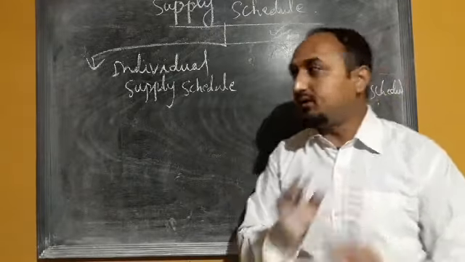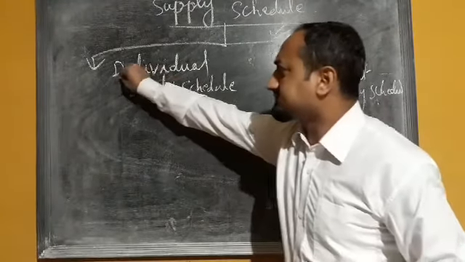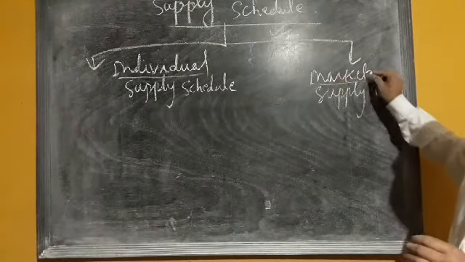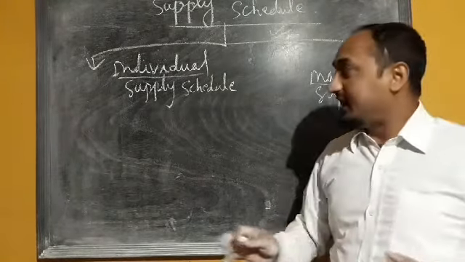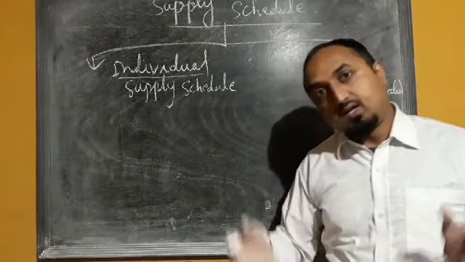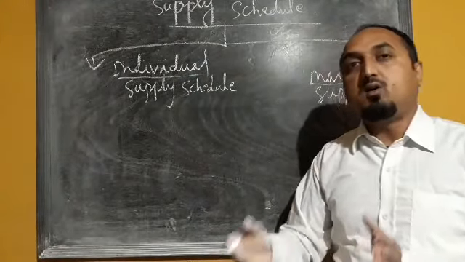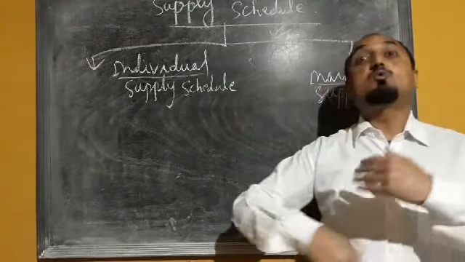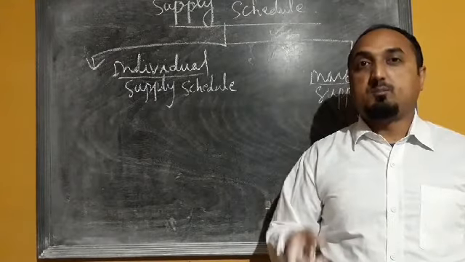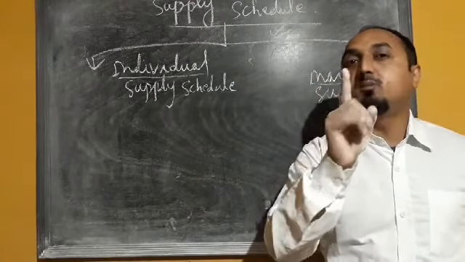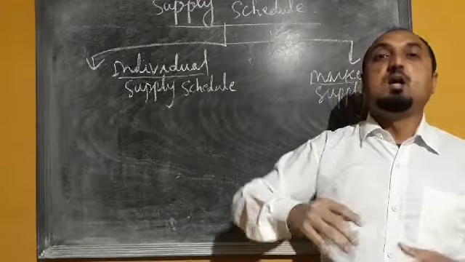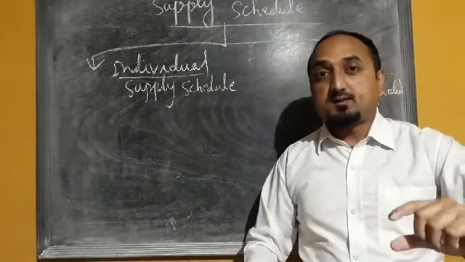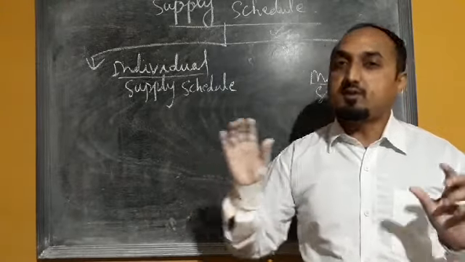So the concept is same, but here you have to understand the terms: here we have individual supply schedule, and here we have market supply schedule. Now the difference is that in the case of individual supply schedule, it is also a tabular statement or tabular representation in which we can see the various quantity being supplied by how many producers? Individual producer. Only one producer is producing and supplying the commodity in the market at different prices during a given period of time.